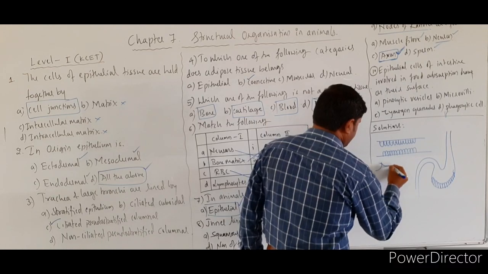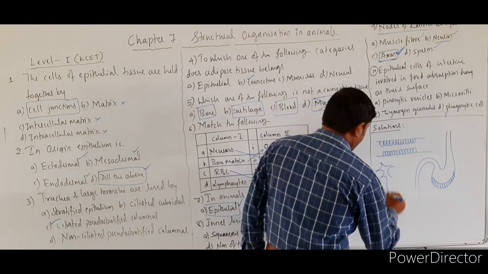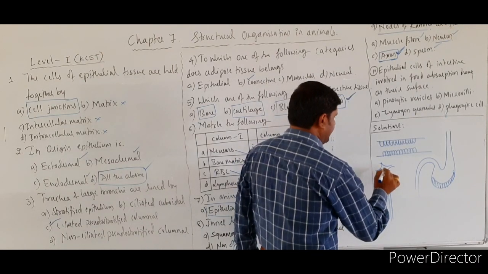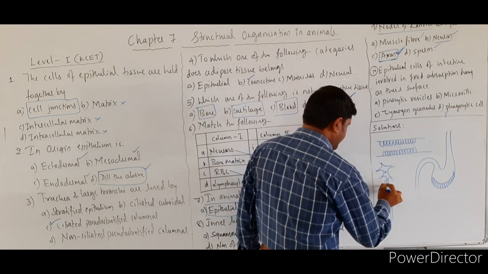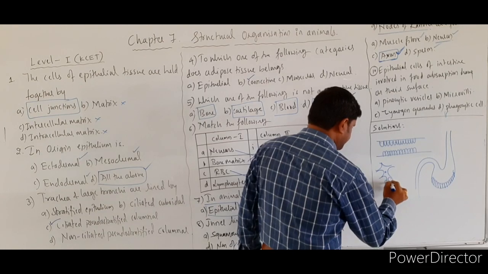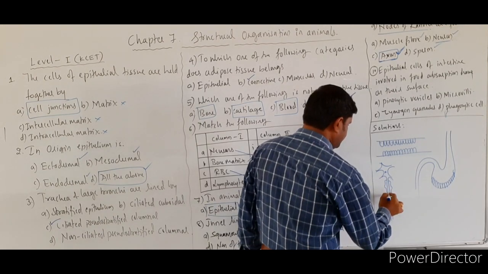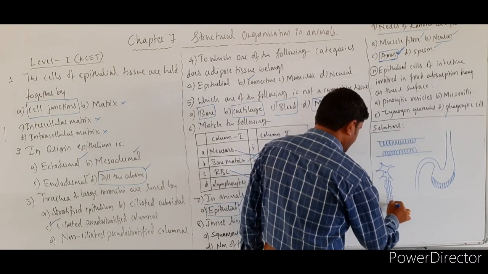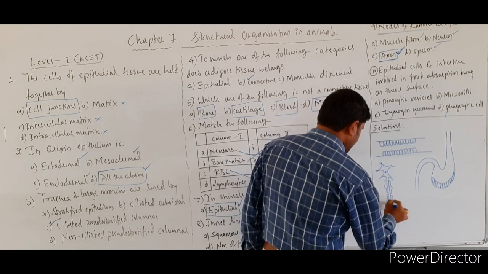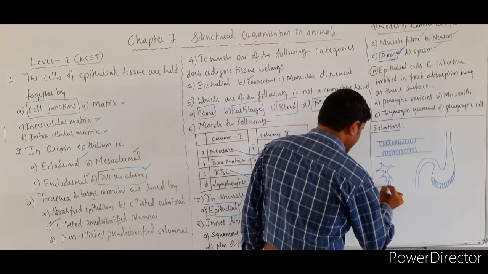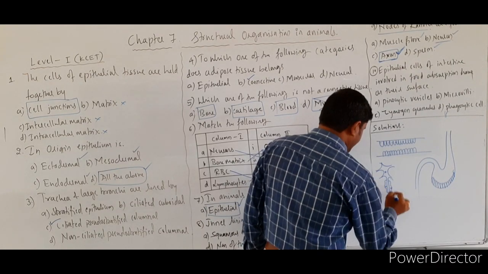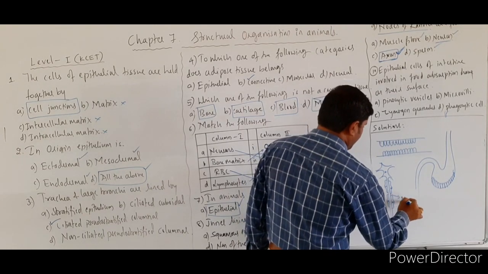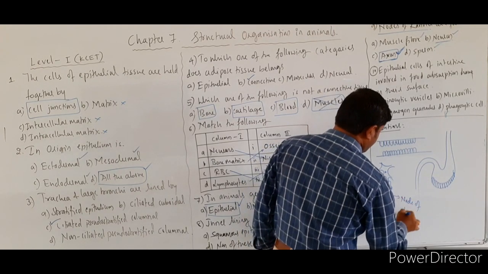As you are seeing, this is the structure of a neuron. This is the cytosol, and here you come across the axon. These are the specialized cells, scavengers. Okay, this is nothing but the node of Ranvier.